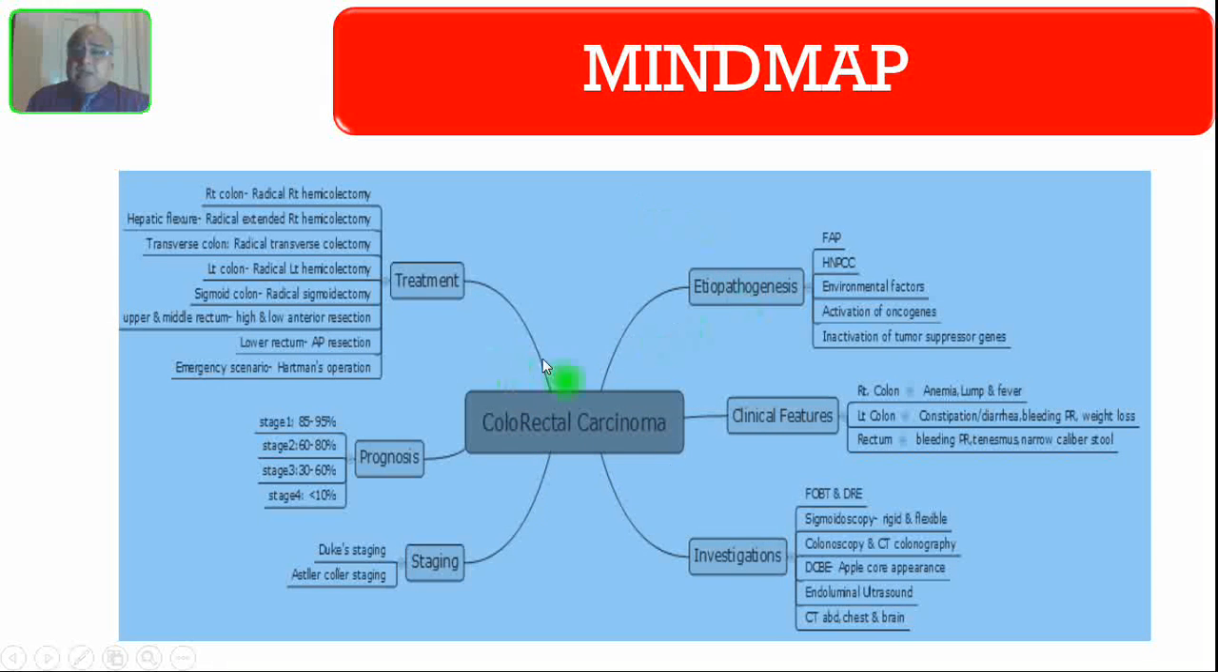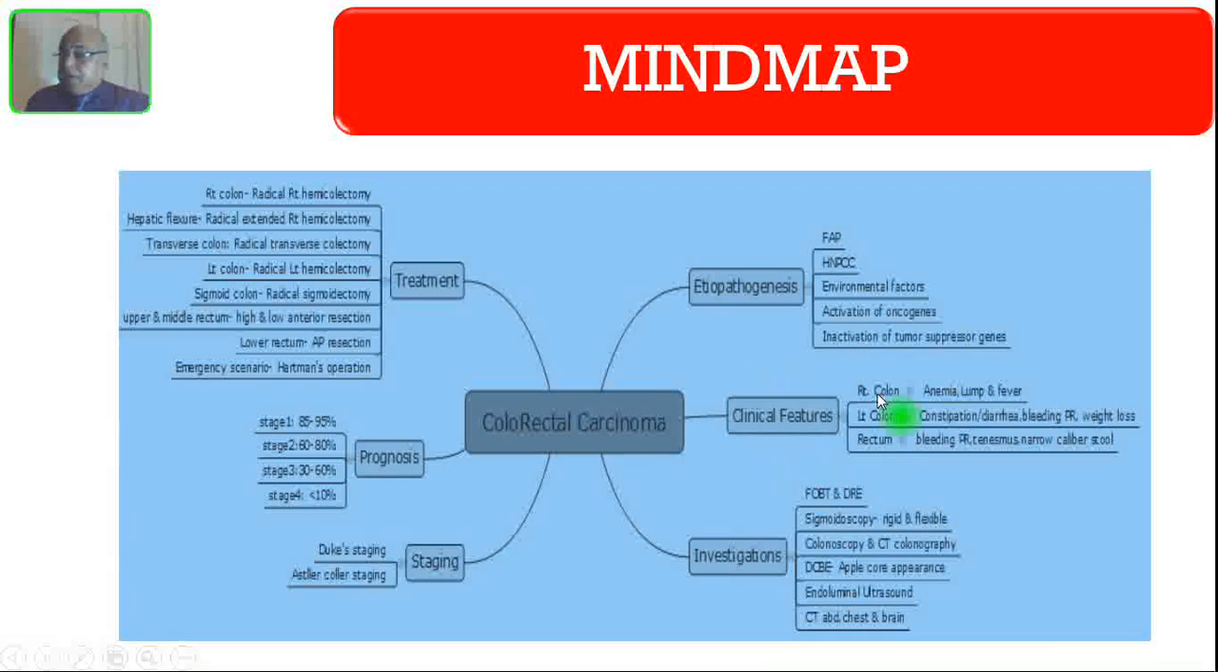So this is the mind map for colorectal carcinoma. The etiopathogenesis is FAP or HNPCC, or it may be environmental factors like chemicals or diet, and activation. Mainly it is activation of the oncogene and inactivation of the tumor suppressor genes. That is the cause for the development of the adenoma to carcinoma sequence.